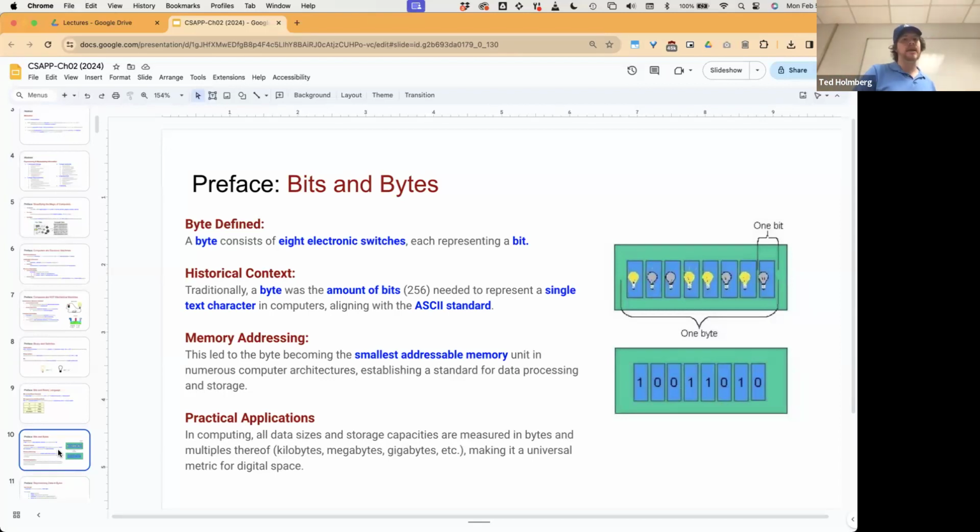So a byte can be defined as 8 electronic switches, each representing a bit. So let's look at a visualization. If this represents our on and off switches inside of our transistor, we can easily encode the on and off states into our actual number system of zeros and ones. That seems pretty self-evident. Now, traditionally, a byte was the amount of bits, so 256, 2 to the power of 8, needed to represent a single text character. So if you wondered why a byte is 8 bits, the smallest unit of addressable space, that was the motivation.